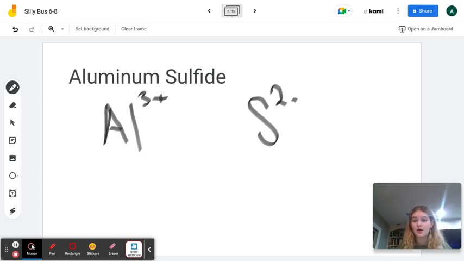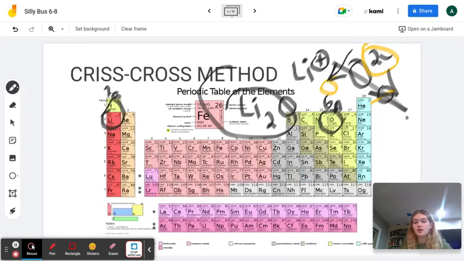And if you want to know how to solve for those, I would review previous units on figuring out what the charges are. If you don't know what the charge is, you can find it on the periodic table based on what group it's in. Like all these over here form a +1 charge, here +2. Elements within the transition metals are not as easy to figure out, or they'll have a number next to them that will tell you what the charge is.